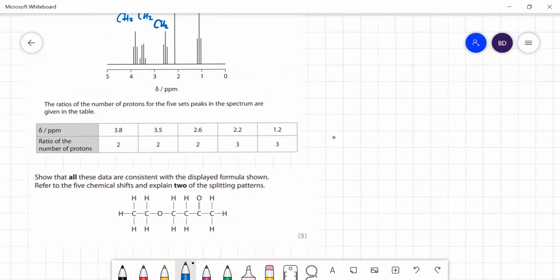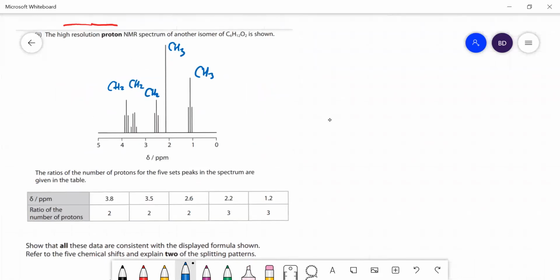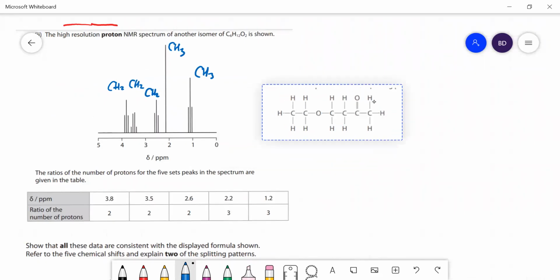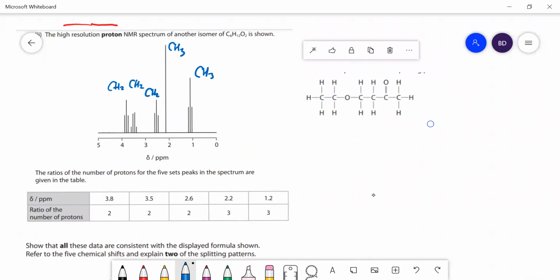Okay. So that is going to go, I'll put it there. Right, we've got to show this is consistent with that.